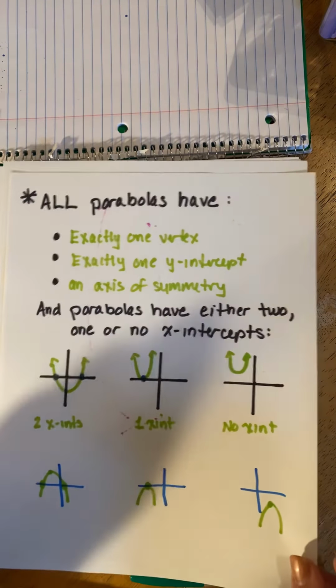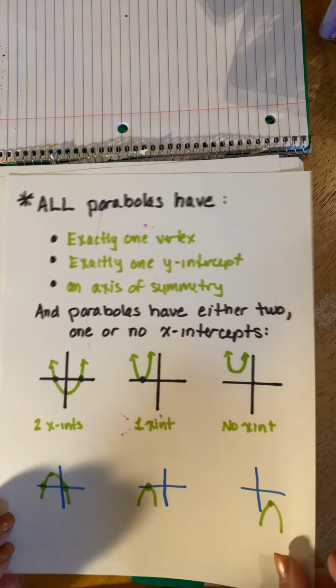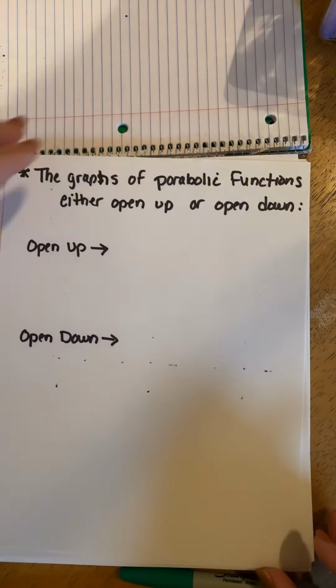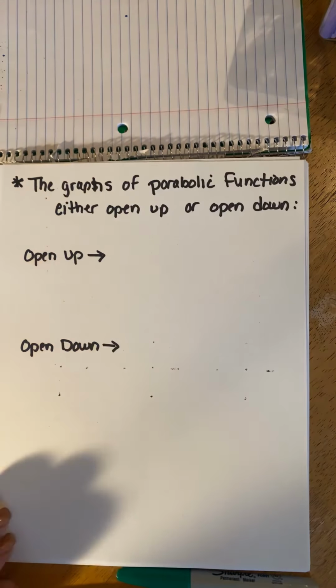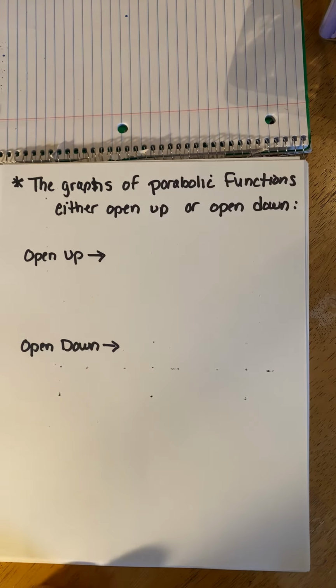Right, so for the sake of this class, all our parabolas are either going to open up or down. There are situations where parabolas open left or right, but they're not functions because remember, in order to be a function, you have to pass the vertical line test. And if our parabola opened left or right, it would fail the vertical line test. So we don't consider those here.